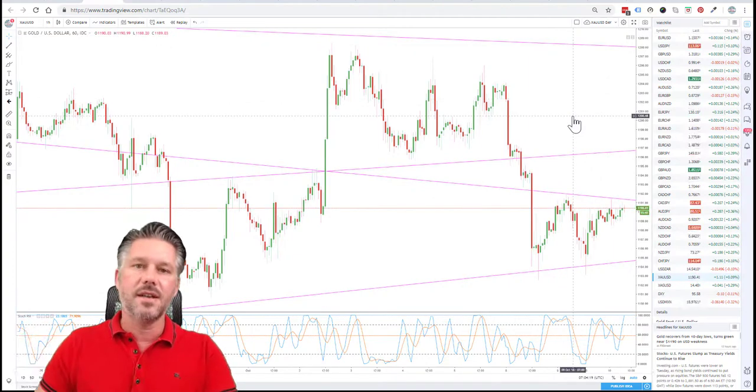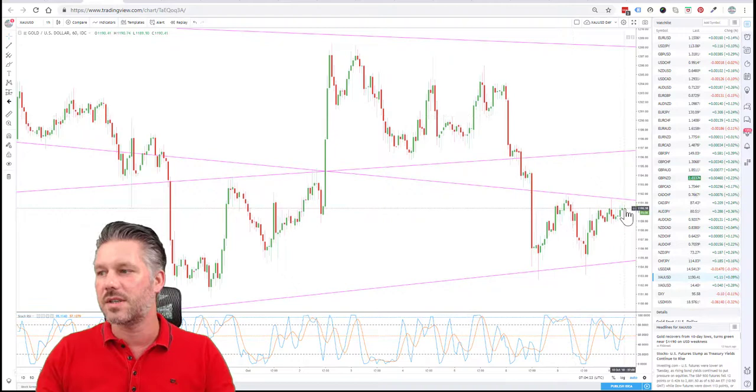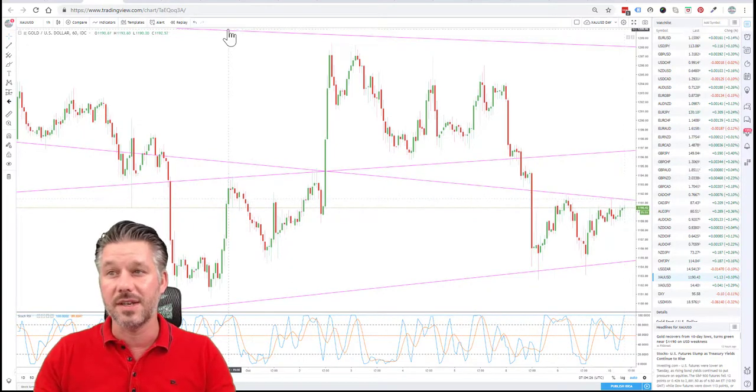I don't generally give signals on gold because it can be very risky, but certainly the opportunity at the moment, once it breaks this trend line, is very good indeed.